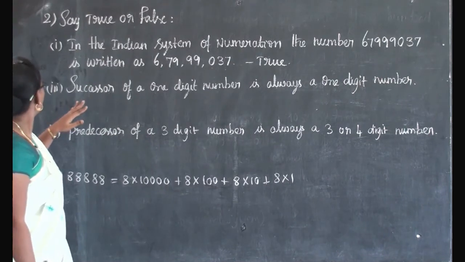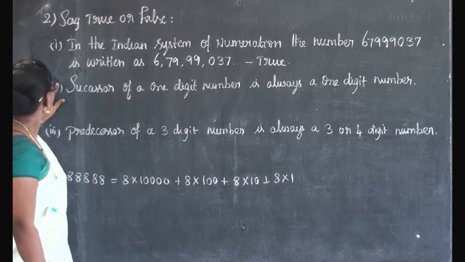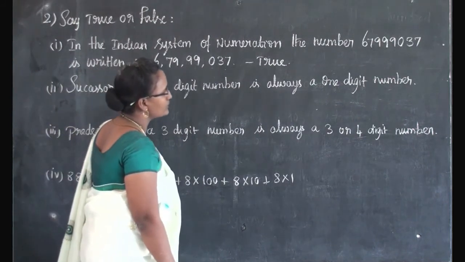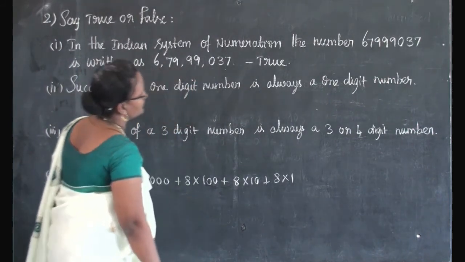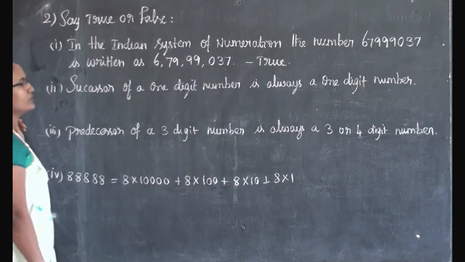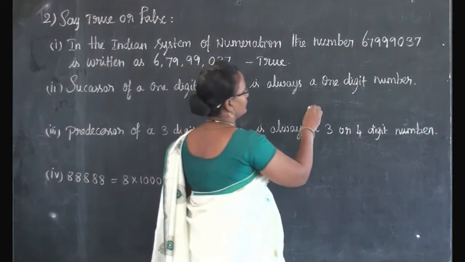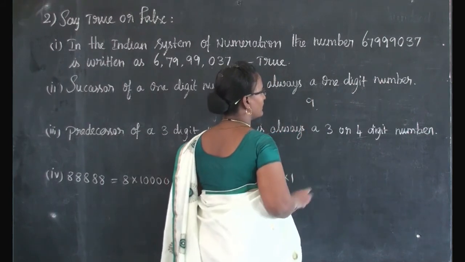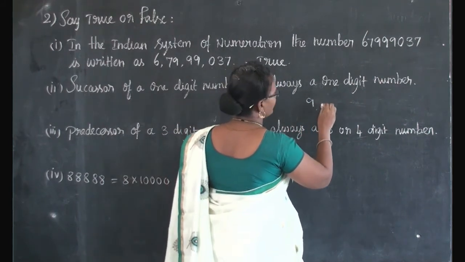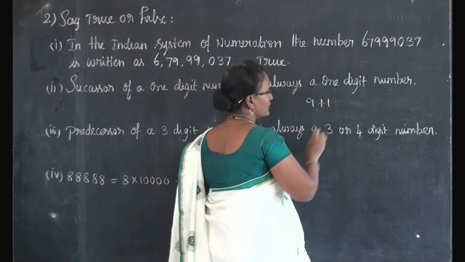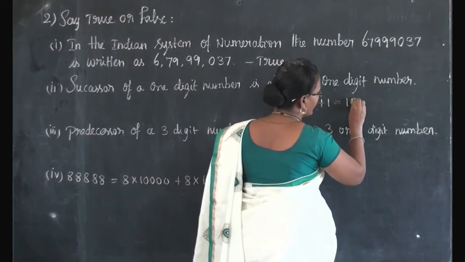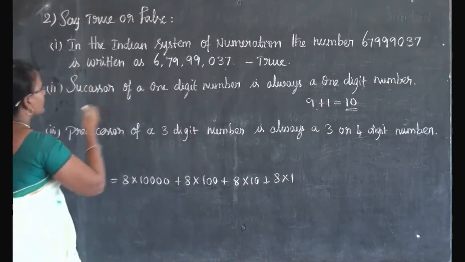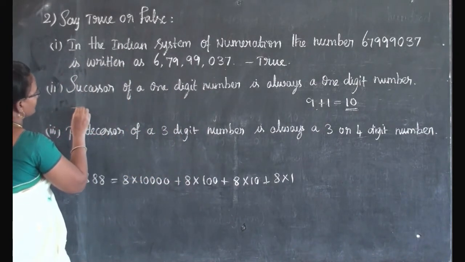Next one. Successor of a one-digit number is always a one-digit number. Is it true? For example, 9 is a one-digit number. Successor means add 1 to the number, we get 10. That is 2 digits. So it is a false statement.